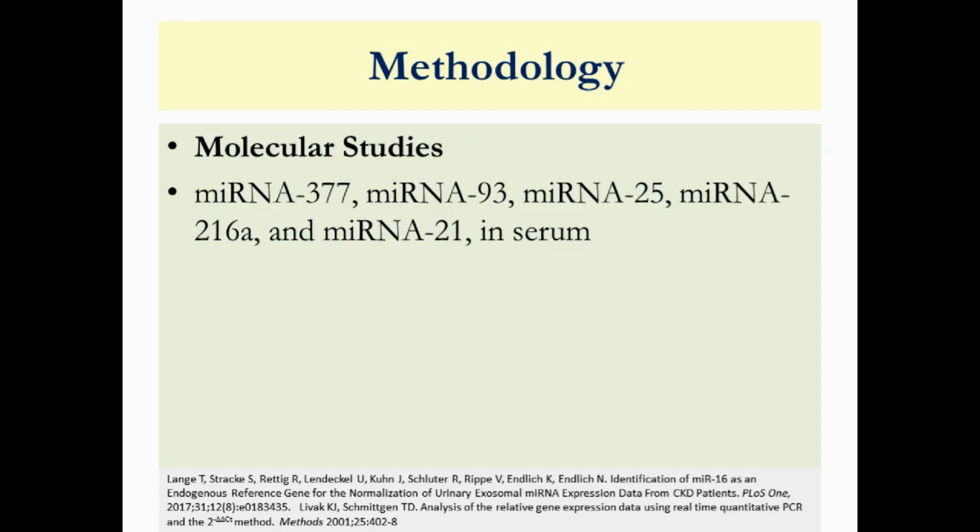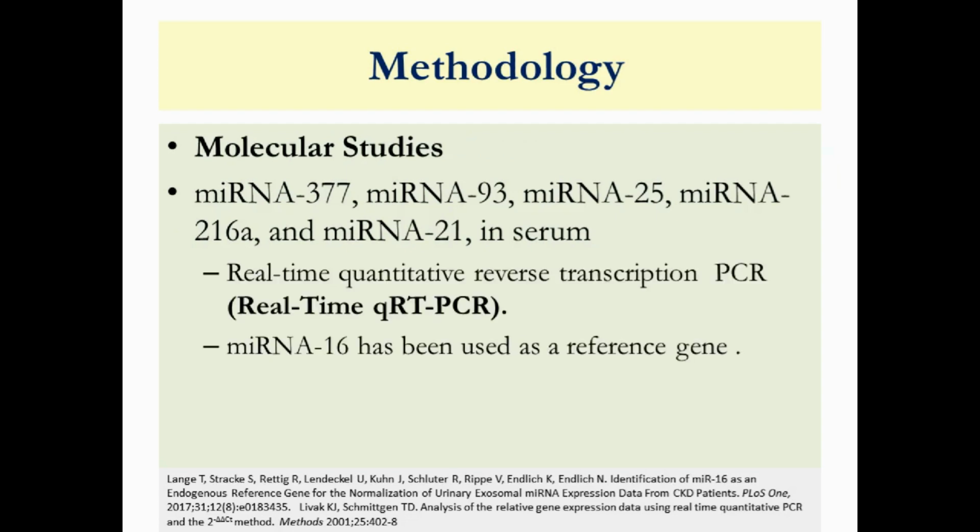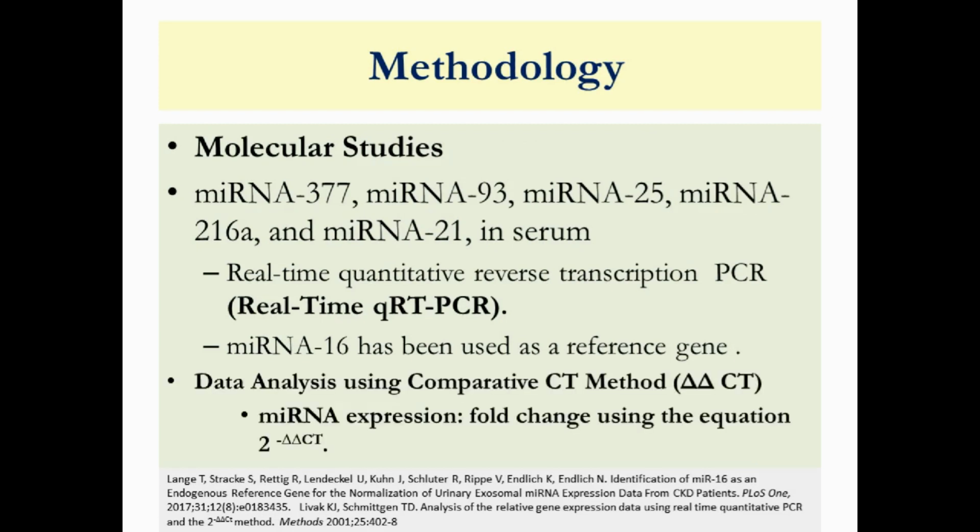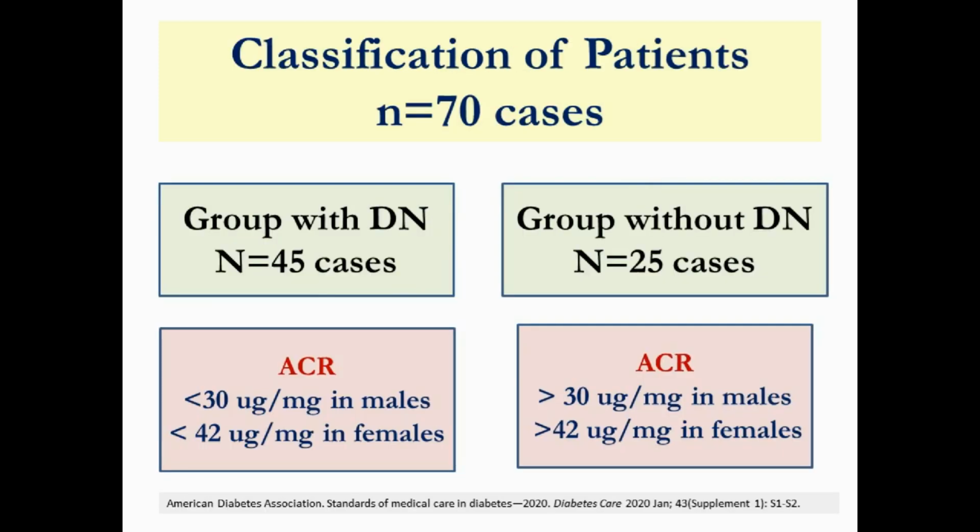Molecular studies was done using real-time PCR, and microRNA 16 was used as a reference gene, and the equation 2 to the power minus delta delta CT was used to calculate the microRNA expression fold change. Patients were classified into two groups, a group with diabetic nephropathy and a group without diabetic nephropathy, according to the levels of the ACR according to the guidelines.